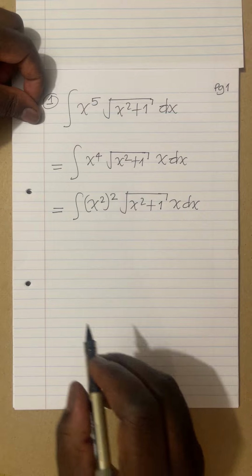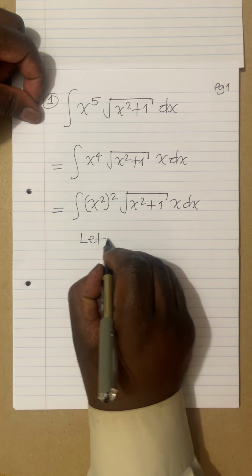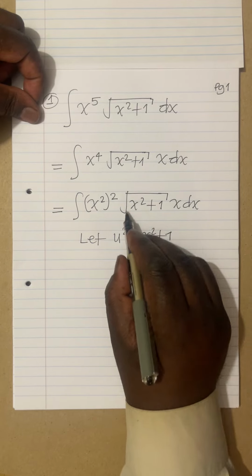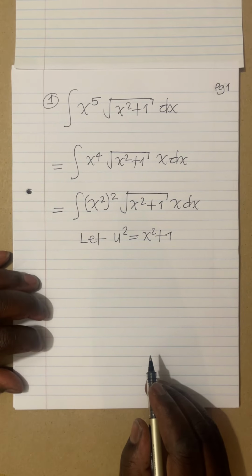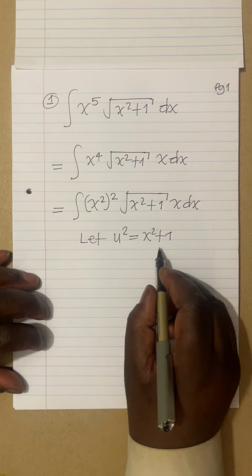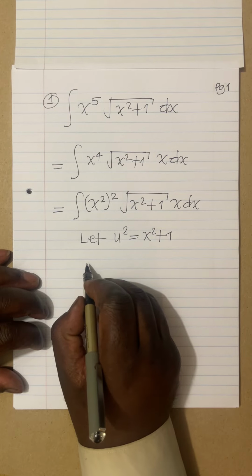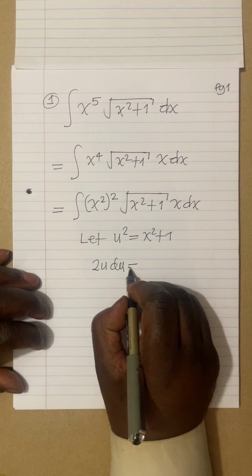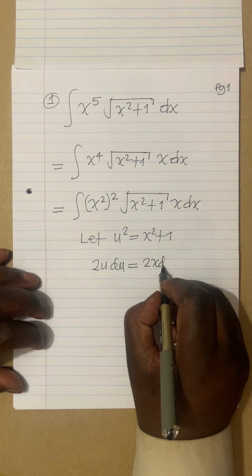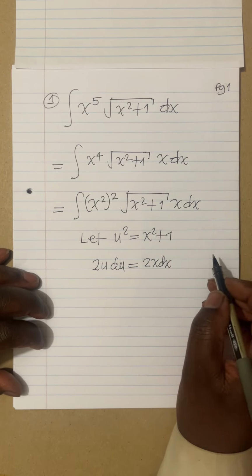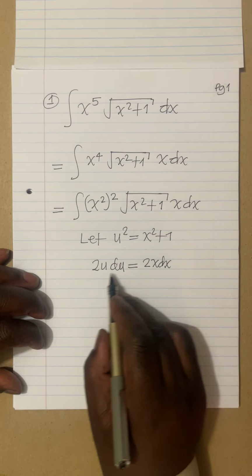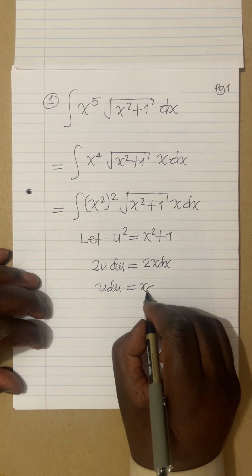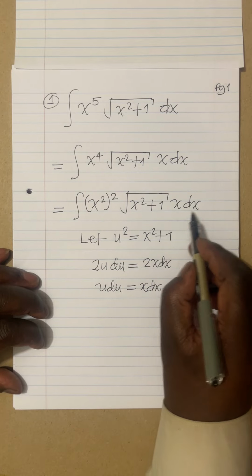At this stage, I'm going to let u squared be equal to x squared plus 1, this expression under the square root sign. And so, differentiating both sides, you are going to have, if you agree with me, 2u du on the left. On the right, we're going to have 2x dx. Remember, derivative of 1 is 0 because 1 is a constant. Cancelling the 2's, we have u du is equal to x dx. Now, that is taken care of.